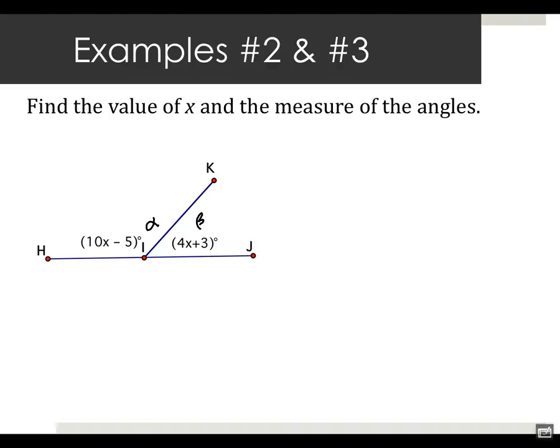All right, Caroline, back to you. So you've established that those are supplementary, meaning they add up to 180 degrees, correct? What equation would I then create? Would you do 10x minus 5 plus 4x plus 3 equals 180? Would we? Yes or no? Yes, very good. All right, solve that, everybody.